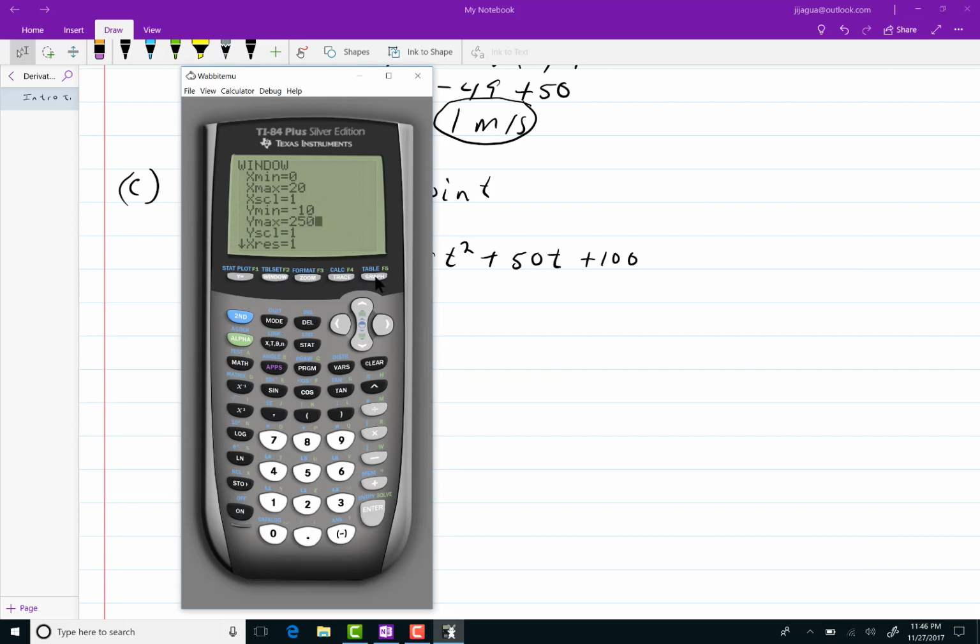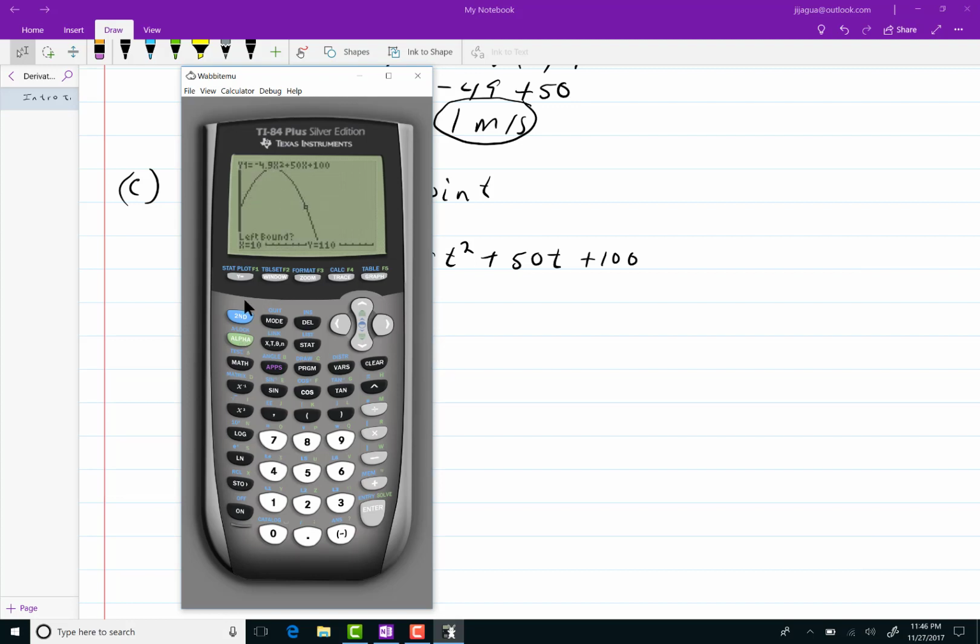And graph that. Gotcha. Your calculator has quite an ability here. If you go second calc, you can actually find the maximum by going to number 4 here. It says maximum. So I'm going to hit 4.